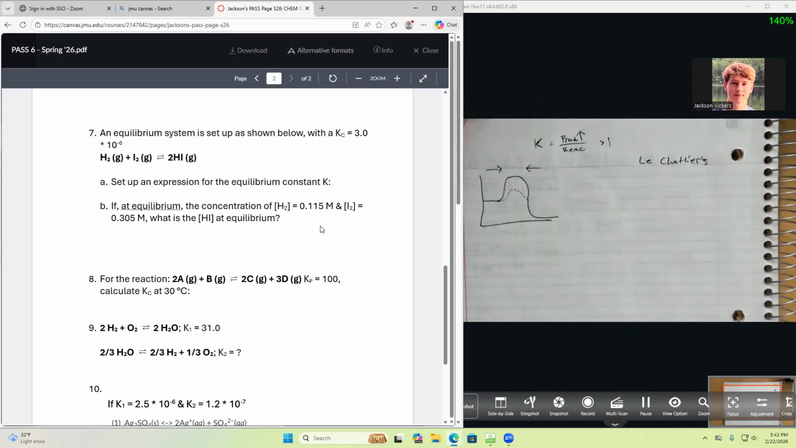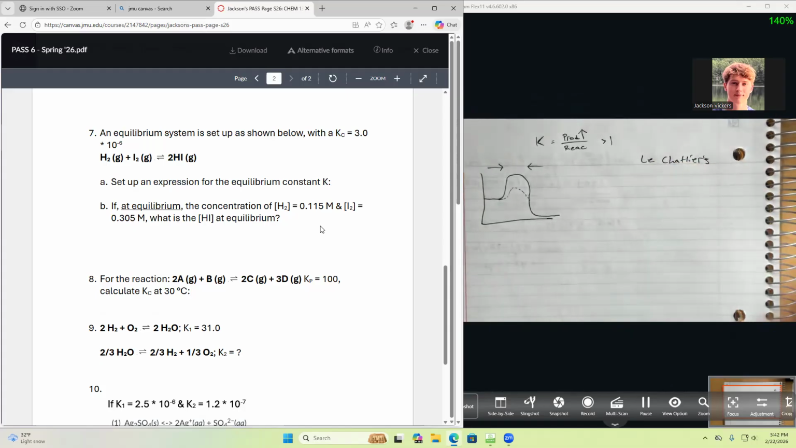So all that we're doing here is we have to use those coefficients and then make sure that we're using the right phases of matter. So gases and aqueous things are going to go in the equilibrium expression. Solids and liquids do not. And that basically comes down to the fact that solids and liquids, their concentration is so great that they don't even really play a role in the overall thing.